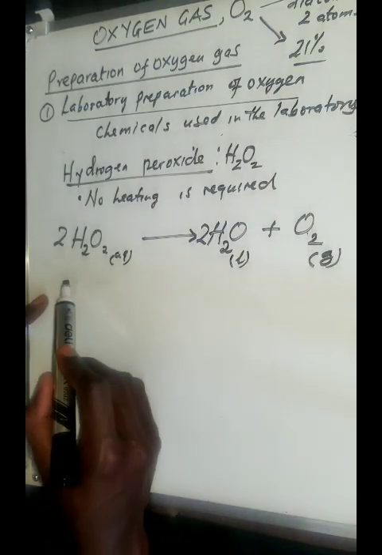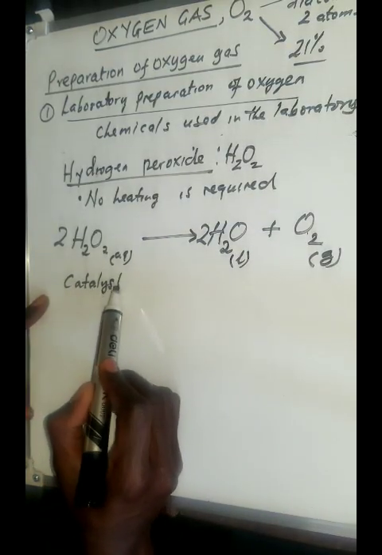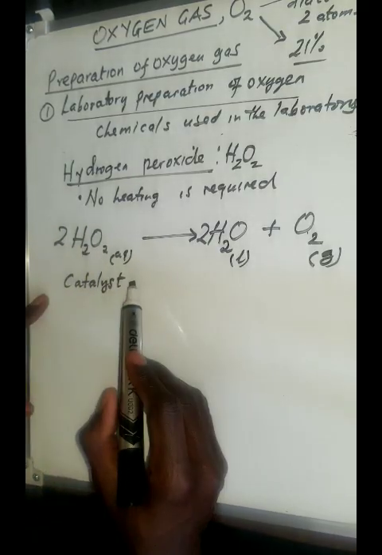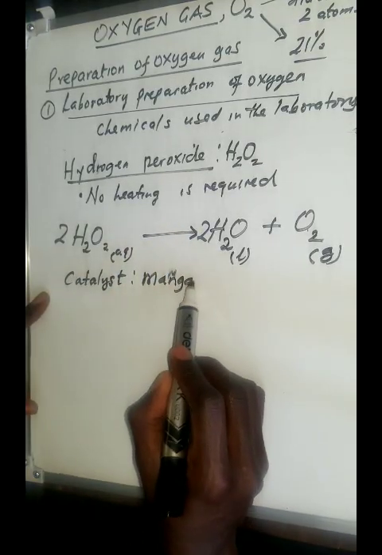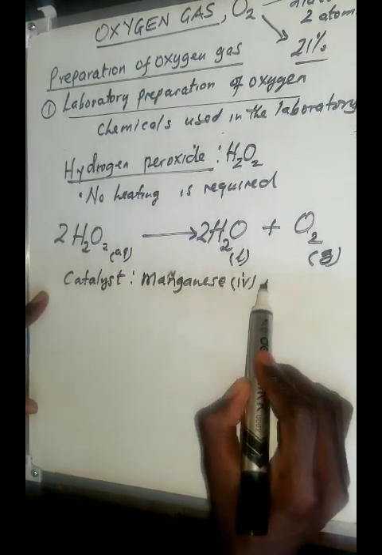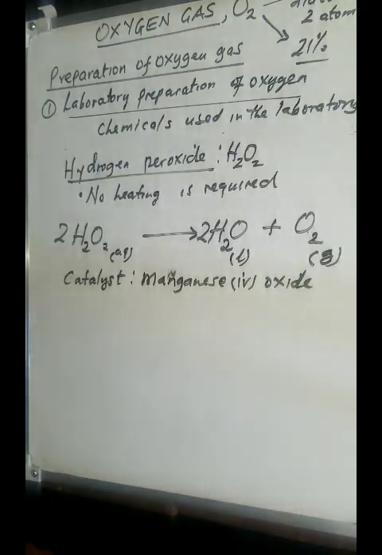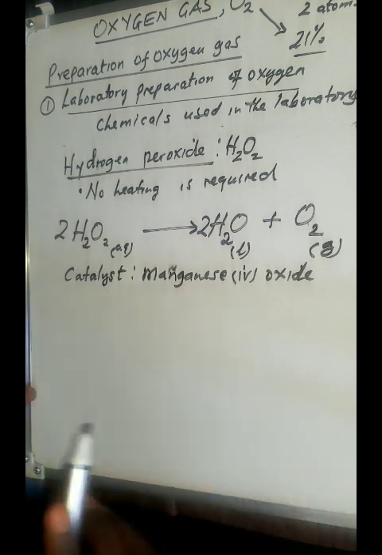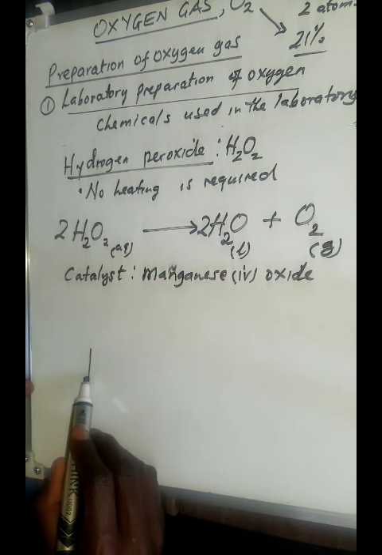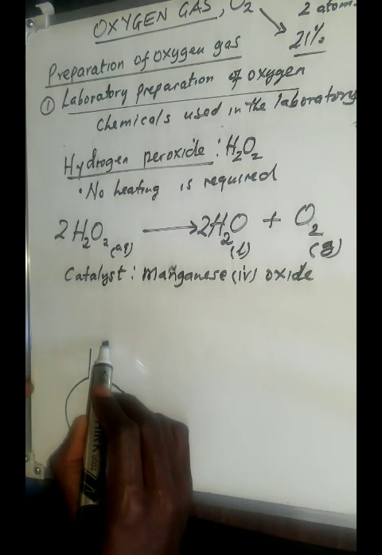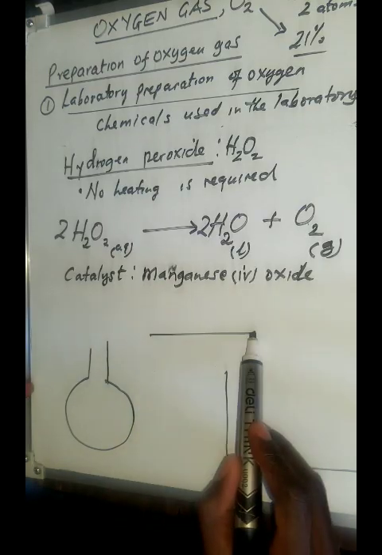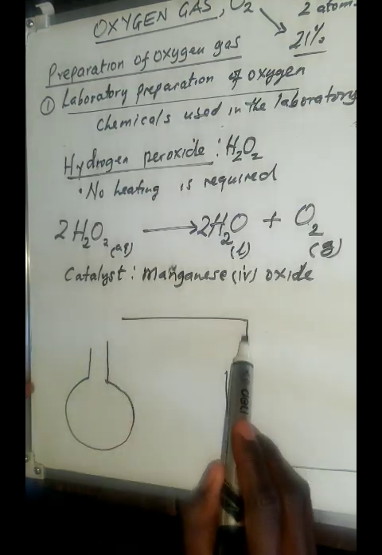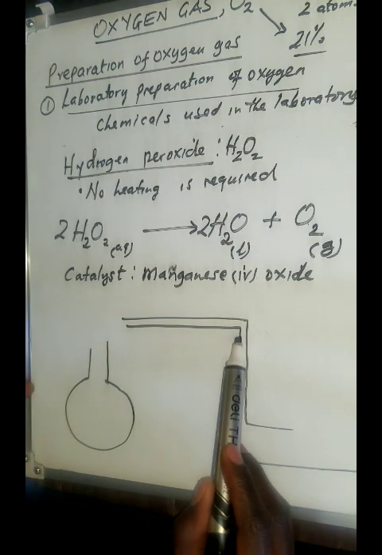So you can see the catalyst that we use in this case to help in the breakdown of hydrogen peroxide is manganese(IV) oxide. Okay, so now a simple apparatus that you can use, maybe we can try to draw a very simple apparatus there. Of course, we can have our method of collecting the gas in that direction.